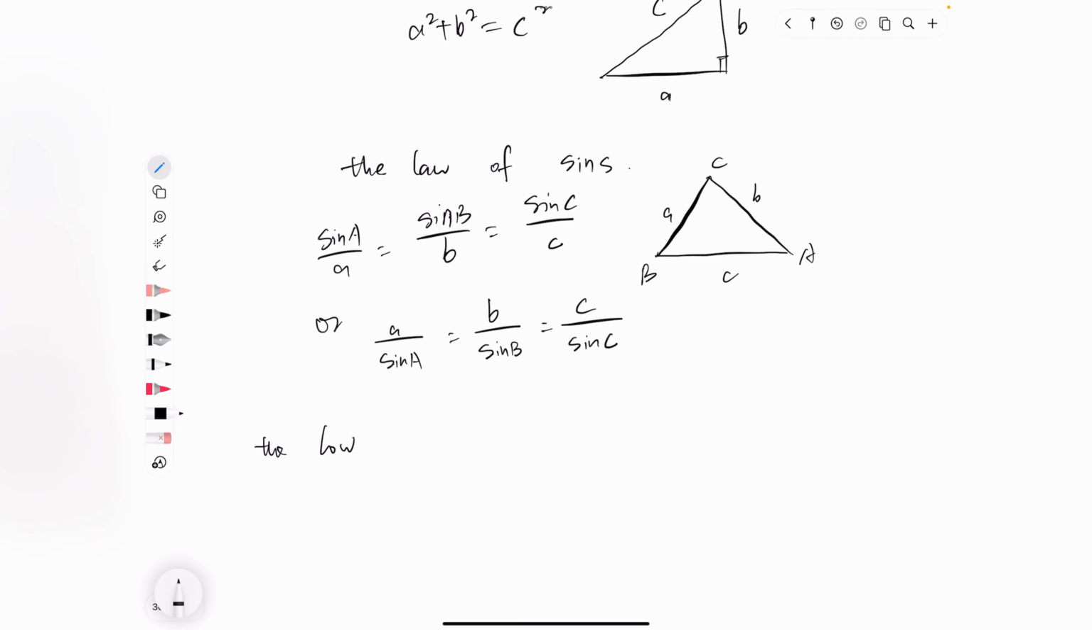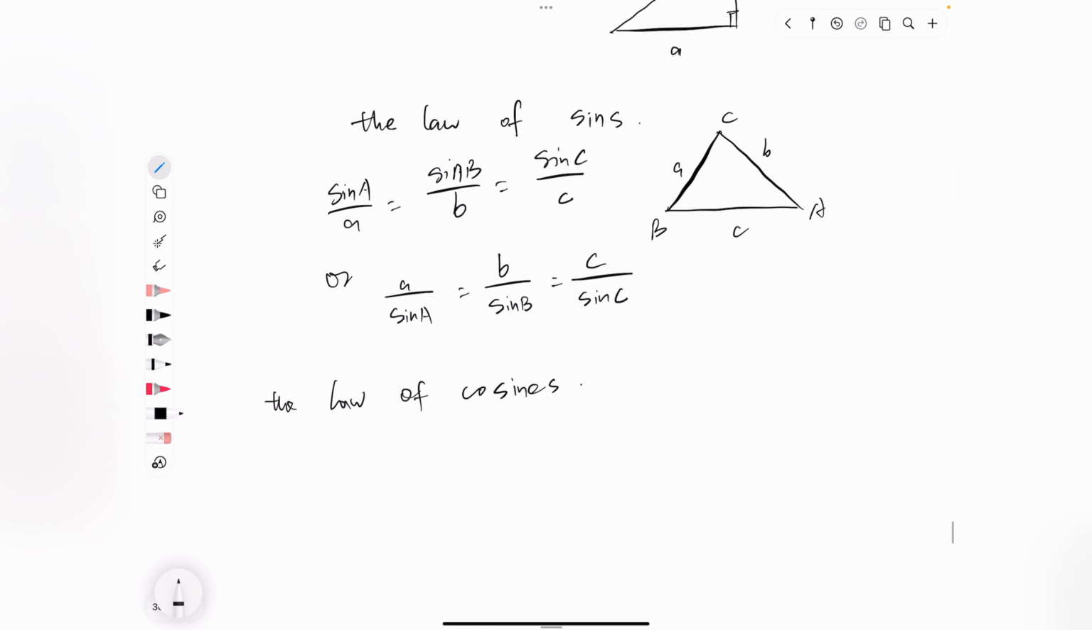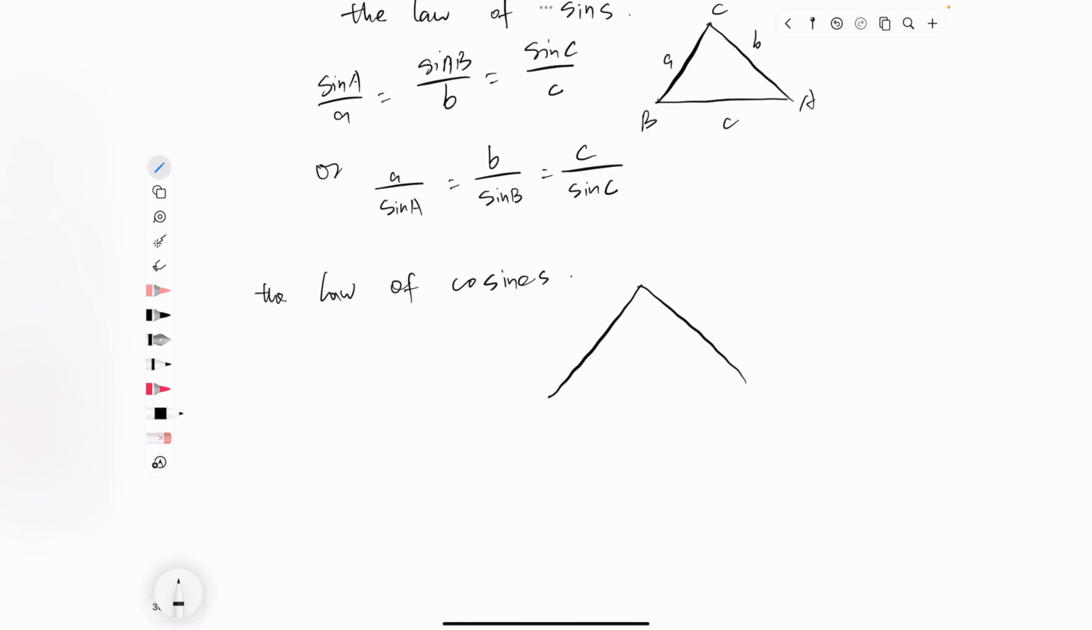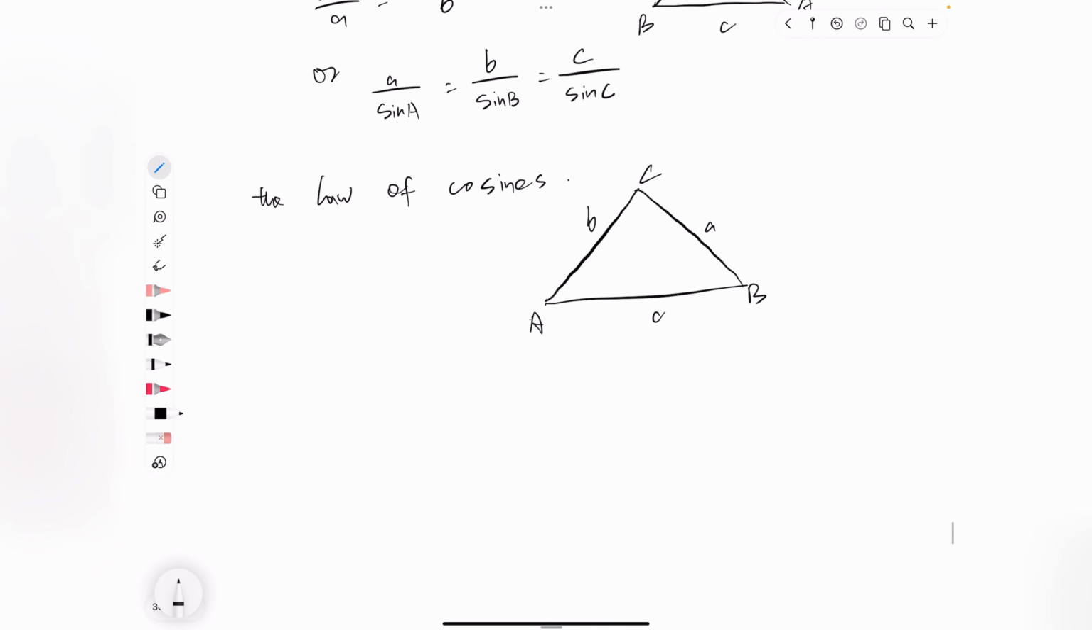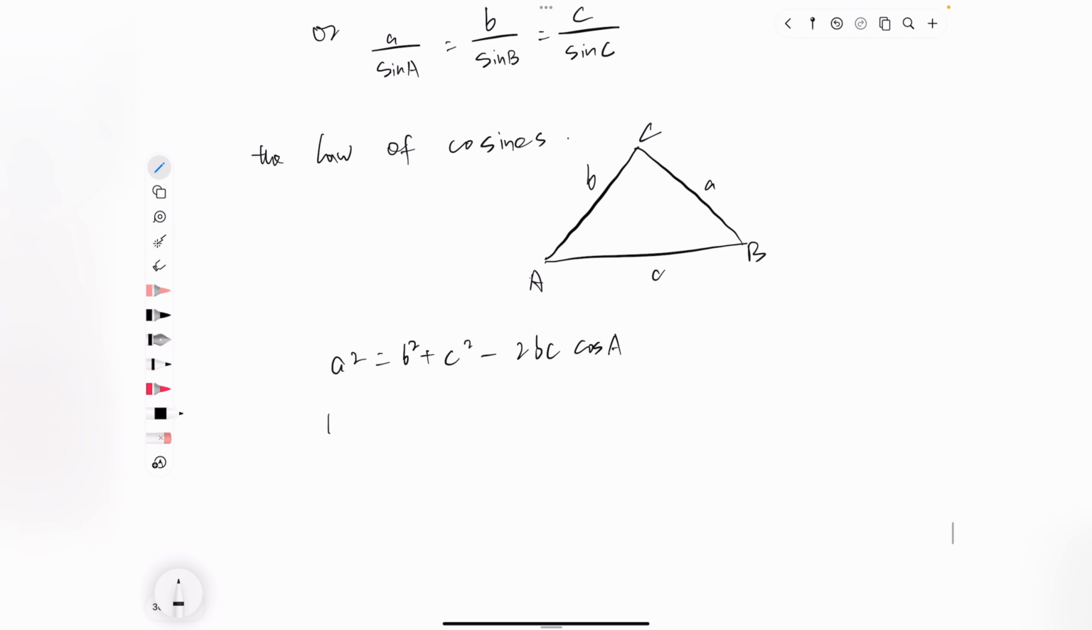The law of cosine. Still we have the triangle here. This is A, B, C. So A squared equals B squared plus C squared minus 2BC cosine A. B squared equals A squared plus C squared minus 2AC cosine B. C squared equals A squared plus B squared minus 2AB cosine C.